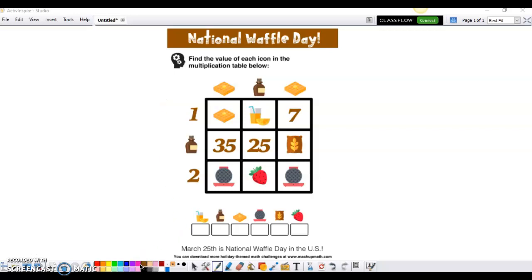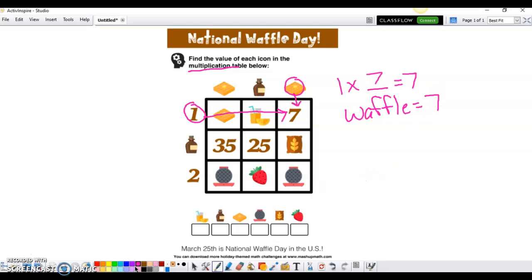So what I would do if I were you, I would start at the 1 and I would start at the waffle on top because you're kind of using a multiplication grid that you may have used in elementary school. So we're going to start with 1 and waffle. And you're going to go this way until you get to the 7 and this way until you get to the 7. So that means 1 times waffle equals 7. Okay, well, 1 times what would give you 7? And so your answer would be 7 because anything times 1 is itself. So in this case, your waffle is going to be worth 7.